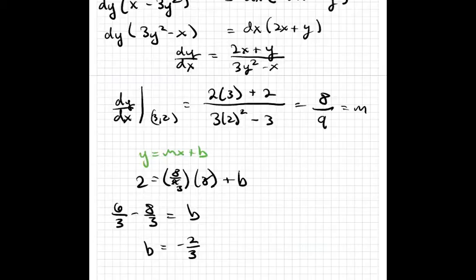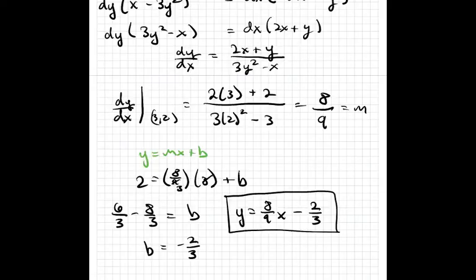Okay, so then ultimately we're going to get y equals the slope 8 over 9x minus 2 by 3. So this should be the equation of the line. Now we can actually check this before we look at the answer. Let's look and see how we could check something of this nature.